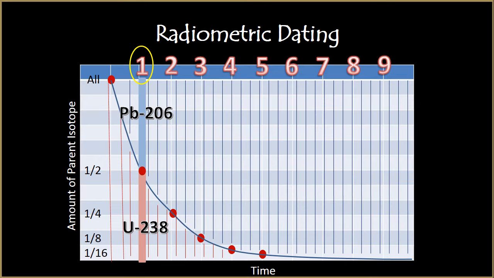Since the half-life of uranium-238 is 4.5 billion years, the sample's age should be about 4.5 billion years. Notice how the bar that represents uranium and the bar that represents lead meet at the location of one of the red dots, which indicates how many half-lives have passed.